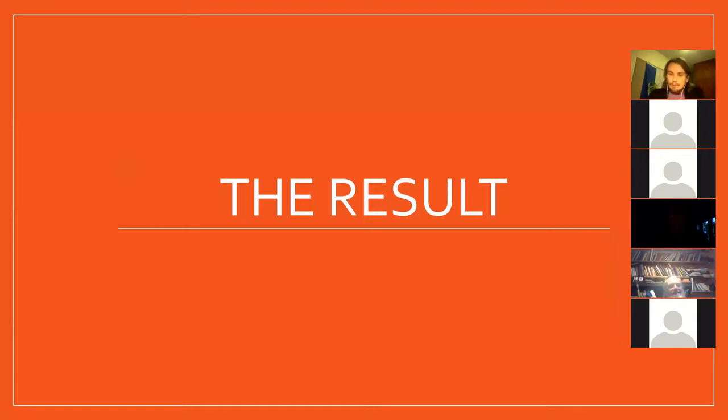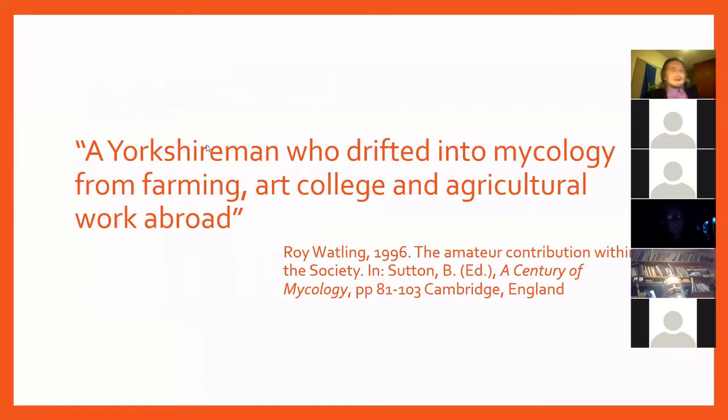And what is the result of all of this talking about Massey? Well, Roy Watling, whose work is exquisite, describes Massey, this huge authoritative figure in mycology, as a Yorkshireman who drifted into mycology from farming, arts college, and agricultural work abroad. It dampens Massey's input and emphasizes this almost accidental wandering that denies agency to Massey's work and to his motivations. So that's there.